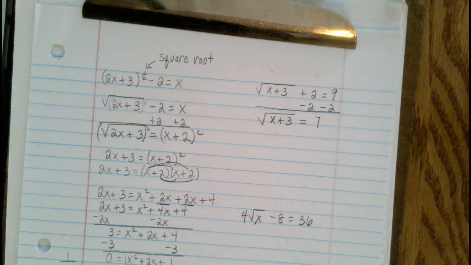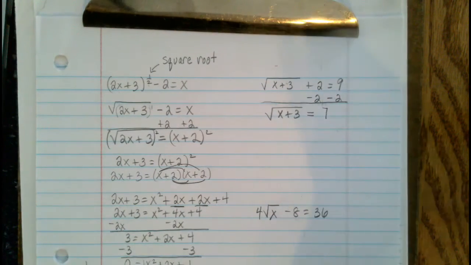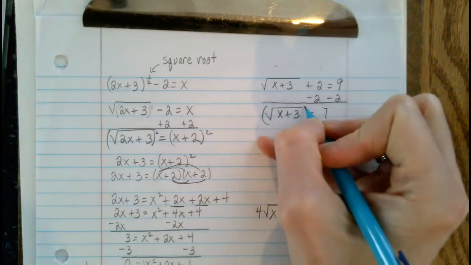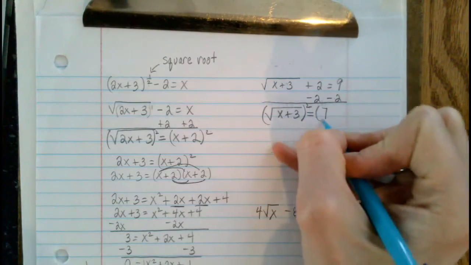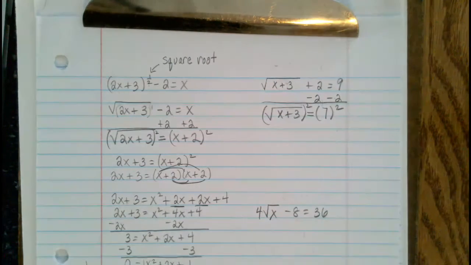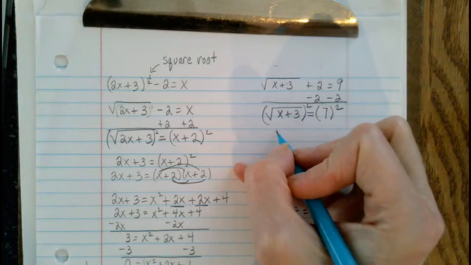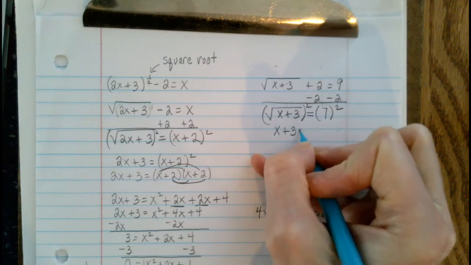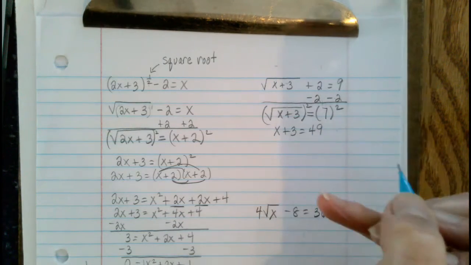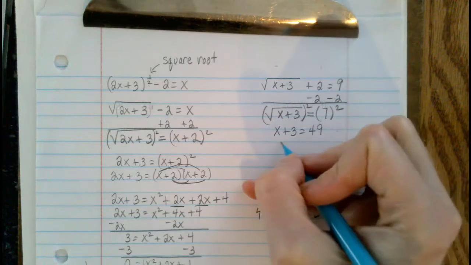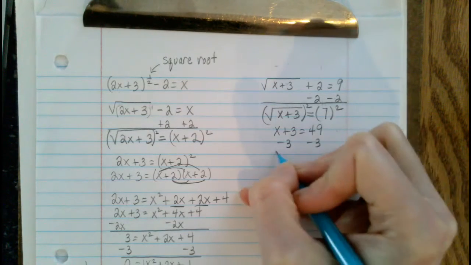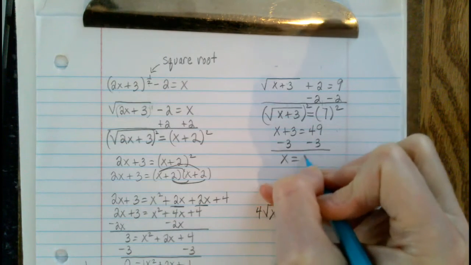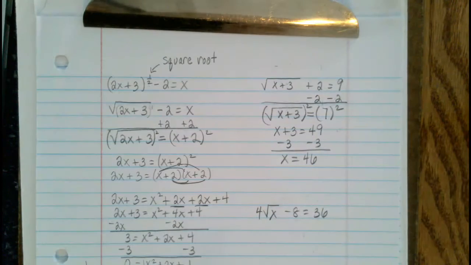And then once we do, we want to undo that value, undo the square root. So we're going to undo it by squaring. That's the inverse operation. And if we square the left side, we need to square the right side. So we end up with x plus 3 equals 49. And then we could subtract 3 from both sides. So we get x equals 46.